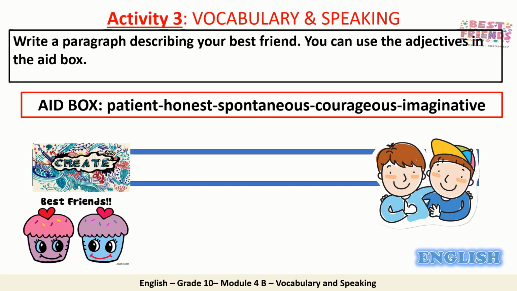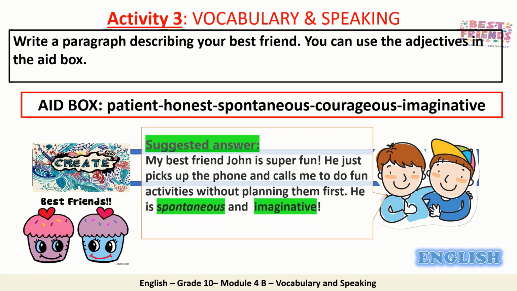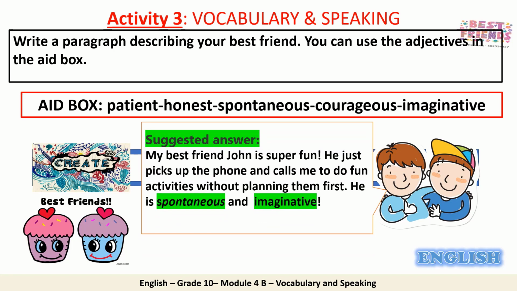Activity 3. Write a paragraph describing your best friend. You can use the adjectives in the aid box. Suggested answer. My best friend John is super fun. He just picks up the phone and calls me to do fun activities without planning them first. He is spontaneous and imaginative. Remember, you can write different descriptions and different paragraphs.